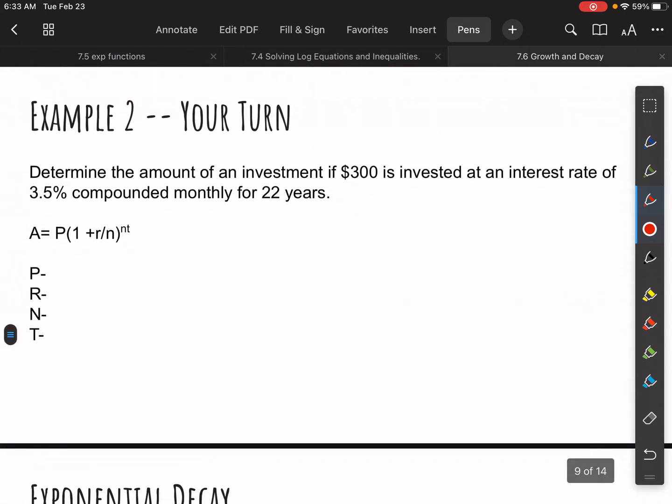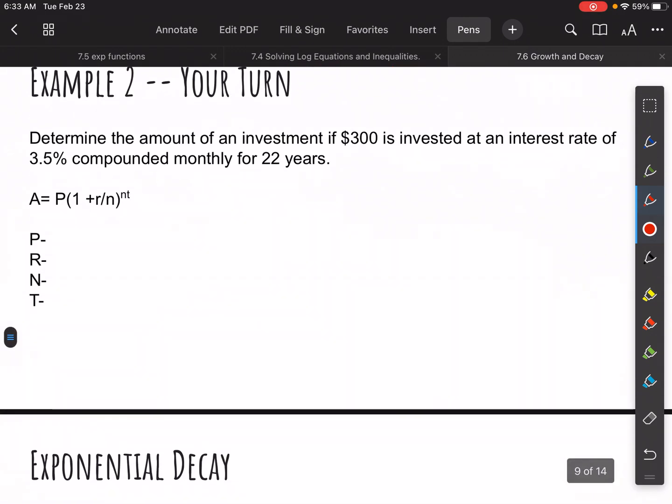Okay, so your turn. Determine the amount if an investment of $300 is invested at an interest rate of 3.5% compounded monthly for 22 years. That's more like it for you. You probably could come up with $300. Okay, so hopefully you can figure this out.